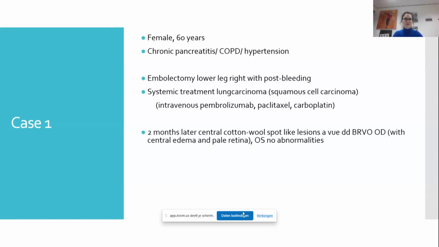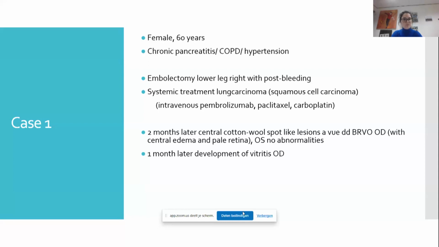Two months later, after starting her systemic therapy, she developed central cotton ball-like spots only in her right eye, with the diagnosis of BRVO by our colleagues. She also had a central edema and a pale retina. Her left eye was totally normal and her vision was also good.